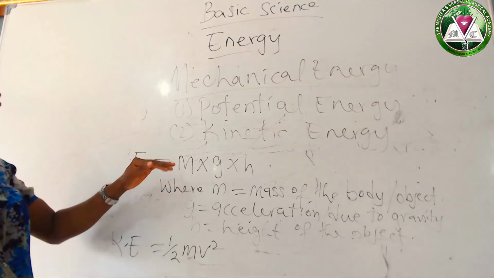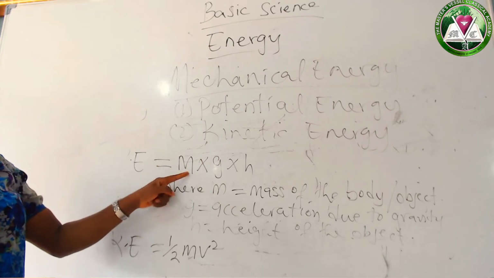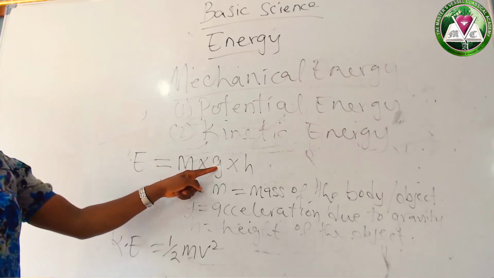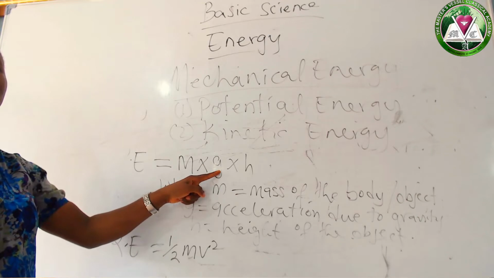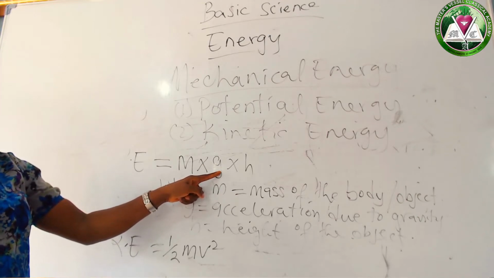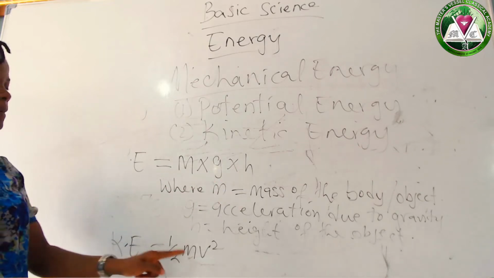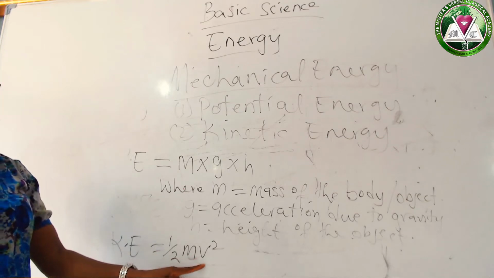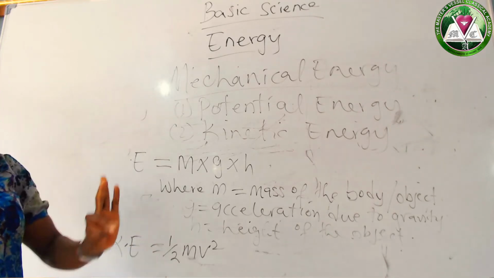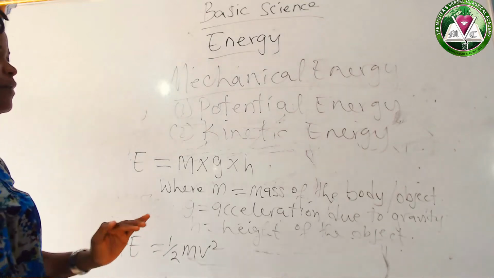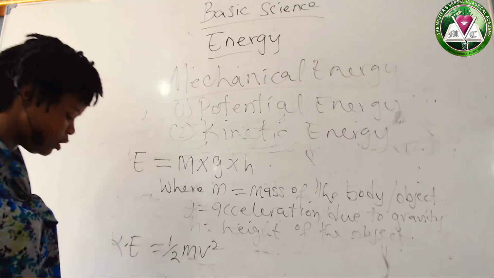Okay, I said potential energy is equal to mgh. M is mass, and mass is measured in kilogram. Then g is the acceleration due to gravity, and this is measured in meter per second squared, or you can call it meter per second per second. Then h is measured in meters. Then coming to kinetic energy, mass is still in kilogram, and velocity is measured in meter per second. So whenever a question is given, we will read it, understand it, interpret it, then do our calculation properly.